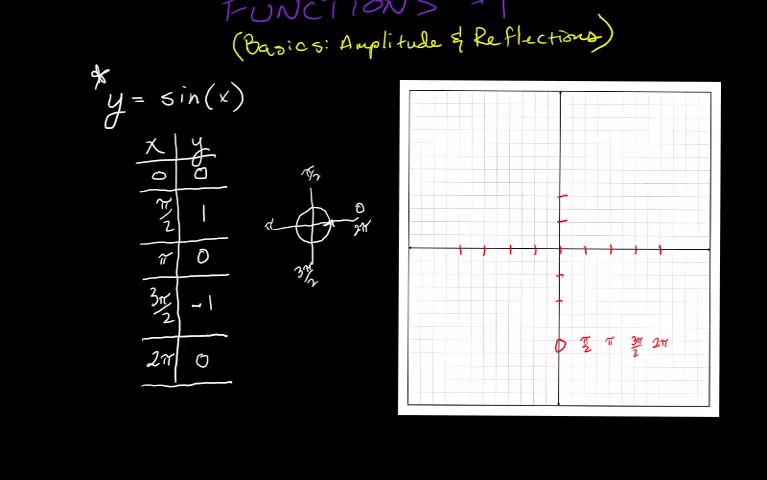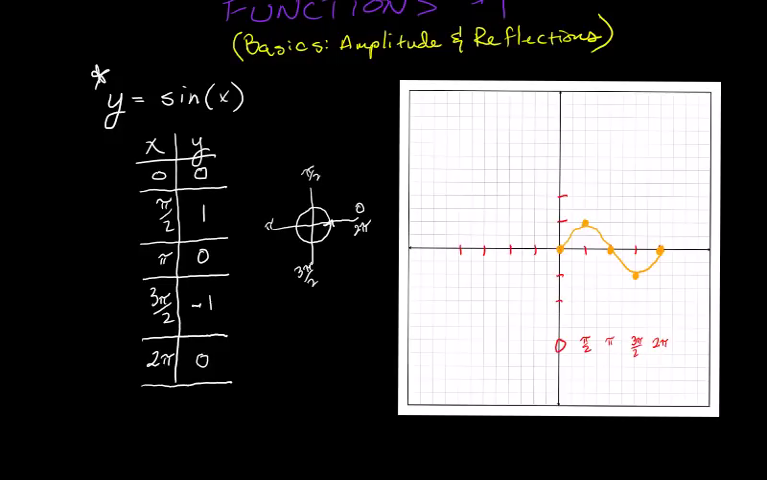And so here we go. Your first point was at 0, 0. Next point was at pi halves, 1. Pi, 0. 3 pi halves, negative 1. And then 2 pi, and it's at 0. So a sine curve looks like this.